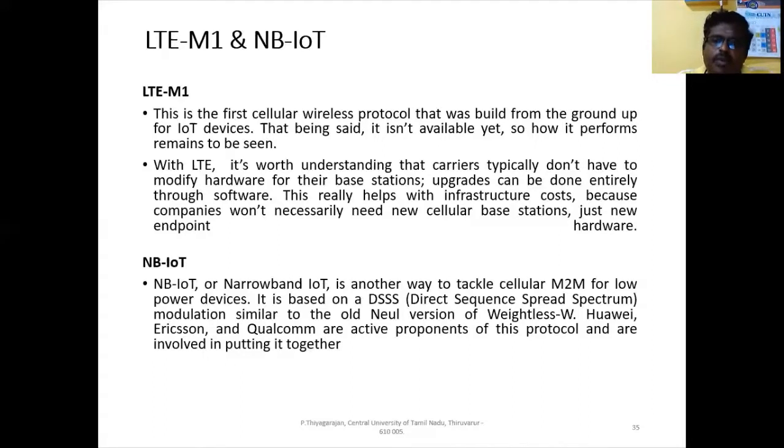Next is NB-IoT, or we can call it narrowband IoT, another way to tackle cellular machine-to-machine communication for low-power devices. It is based on direct sequence spread spectrum, a modulation similar to the newer version of Weightless-W. Huawei, Ericsson, and Qualcomm are the active players in this protocol, and they are putting a lot of effort into really bringing it up.